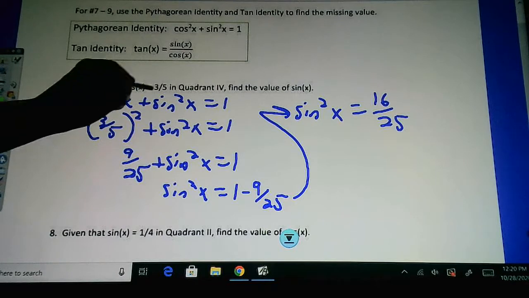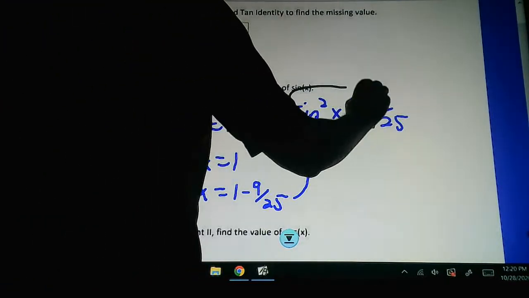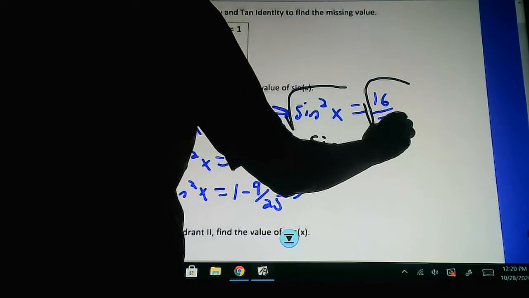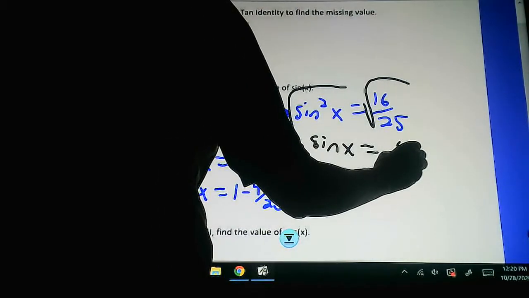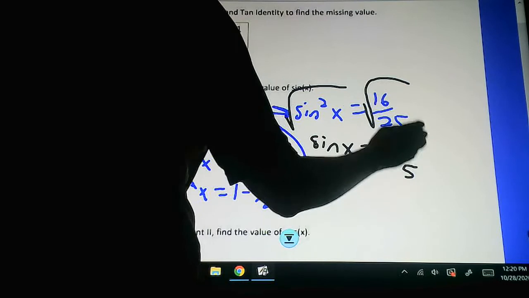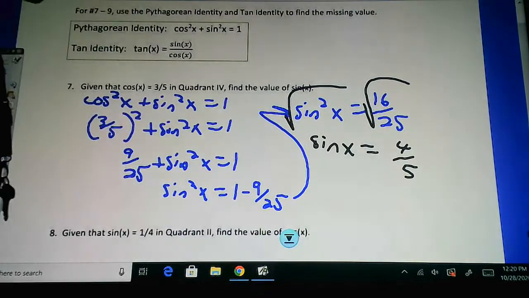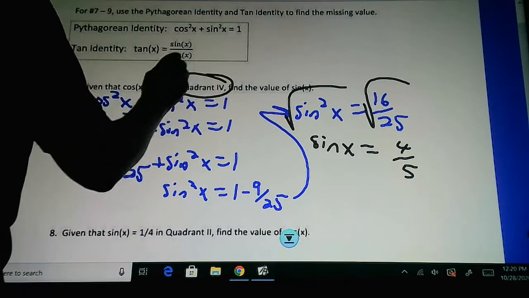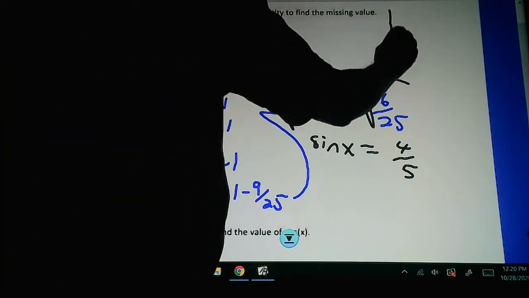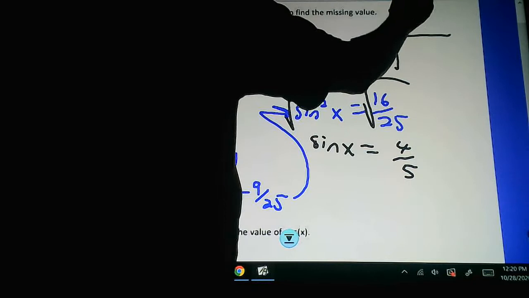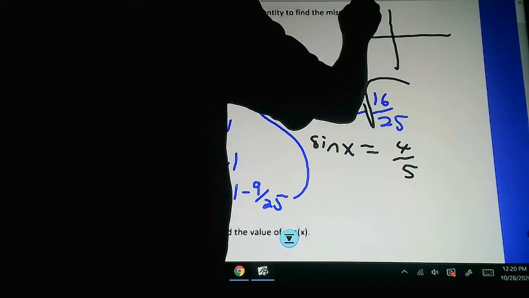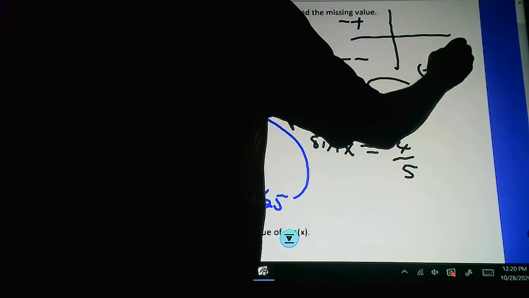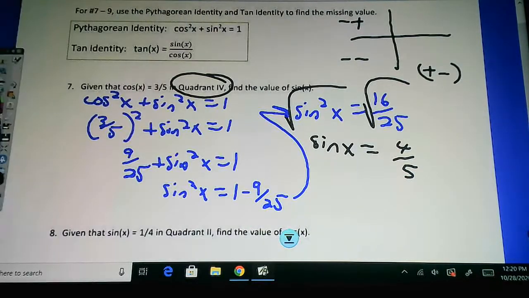All right, so now you're going to square root both sides, and you get sine x equals 4 over 5. Square root of 16 is 4. Square root of 25 is 5. I need to figure out what my plus or minus signs are. In quadrant 4 it looks like this here. Everything's positive here. This is negative positive. This is negative negative. This is the positive negative quadrant, cosine and sine.